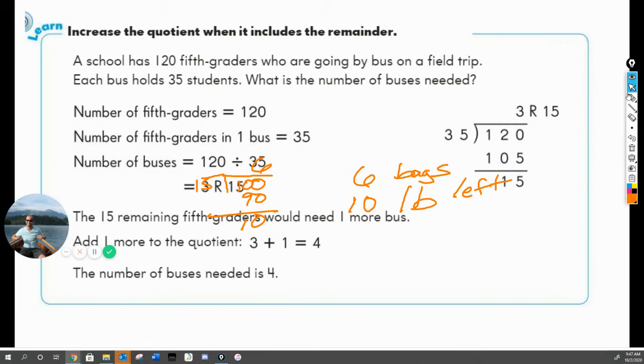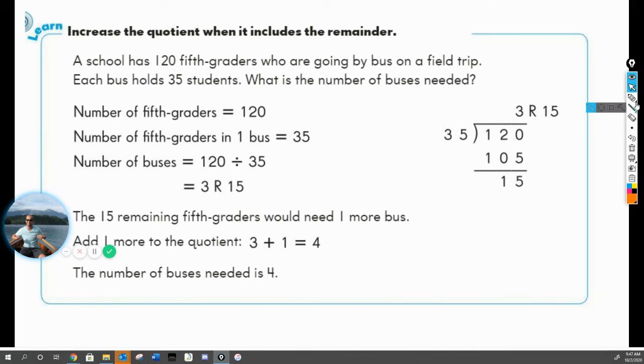Whoa, okay, so that was using the remainder as part of your answer. In this, you're going to raise the quotient when it includes the remainder. Almost always when you see these in the books, it's how many buses do we need for a field trip. For example, we've got 120 fifth graders and 35 of them fit in a bus. That tells me that there are 3 full buses with 15 kids left over that go into a 4th bus. That's the short explanation, but go ahead, pause and read this. All right, let's go to the next page where you're going to try one on your own.